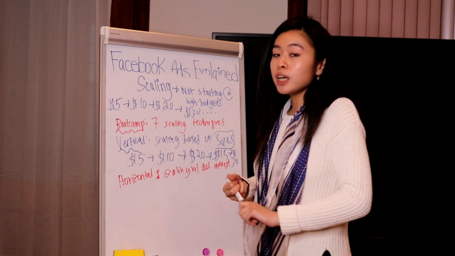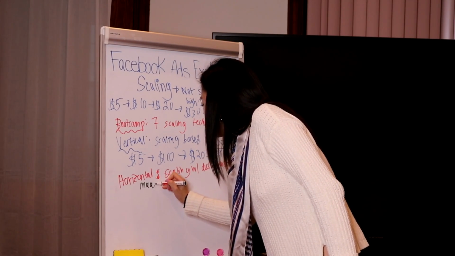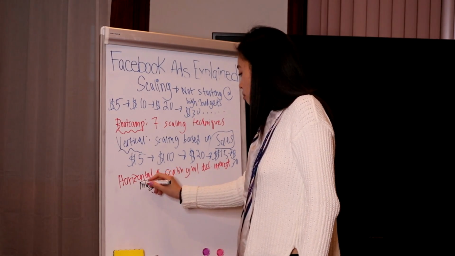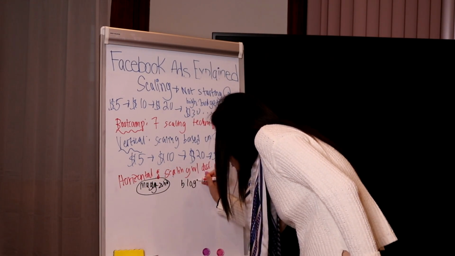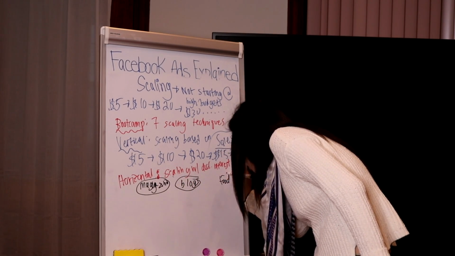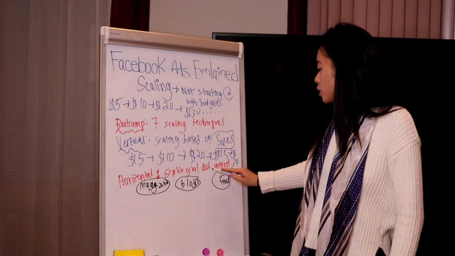Okay. So say you are in the cat niche and you want to scale to people that like magazines, people that like cat blogs, or people that like cat food. So with horizontal scaling, you're scaling based on interest.